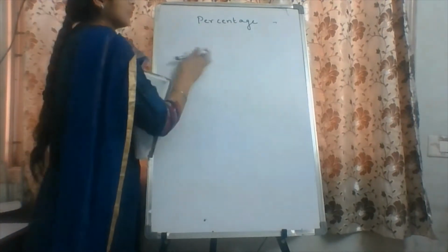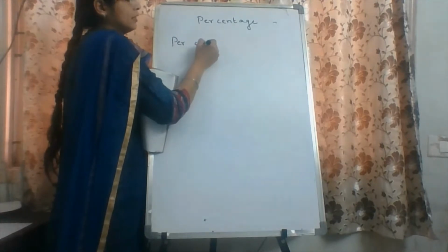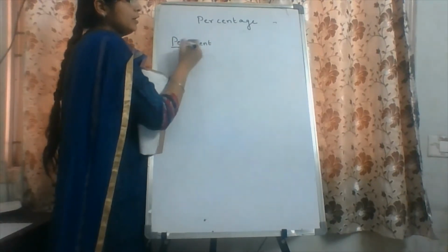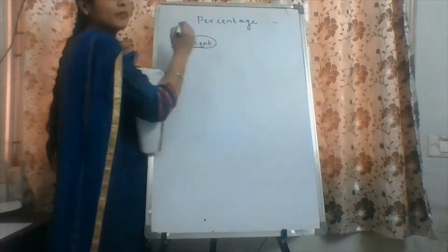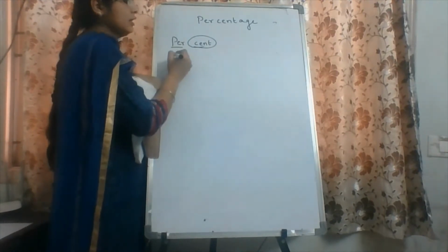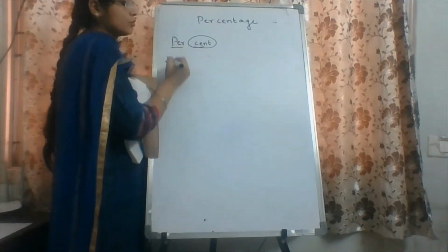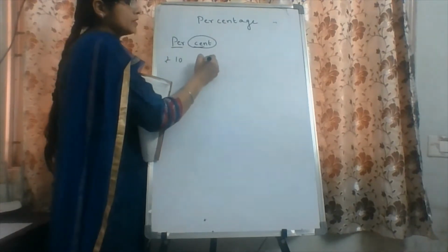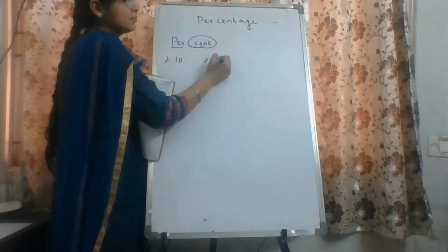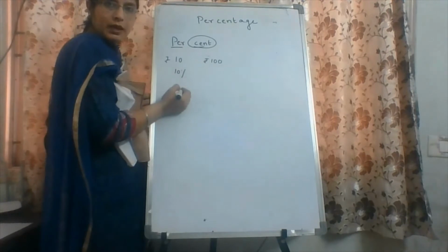Percentage is a combination of two words: per cent. Here per means per and cent means 100. So per 100. If I say 10 rupees are spent on sweets out of 100 rupees, then it means 10% of the money is spent.